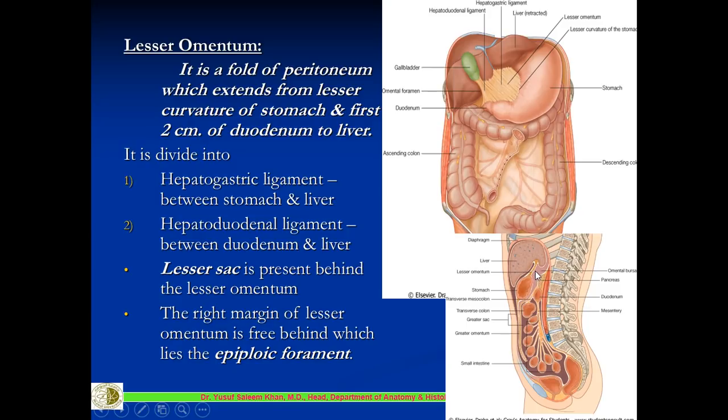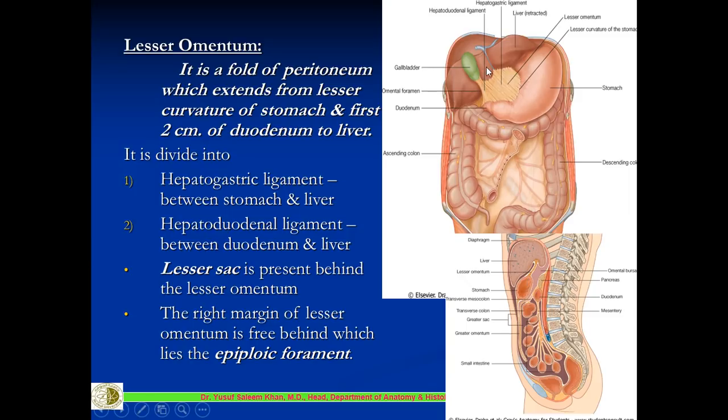Just behind that there is the lesser sac, also called the omental bursa. Why it is called so, we'll discuss that. This is called the lesser sac. A sac is a cavity, and the lesser omentum is nothing but a thin membrane of the peritoneum. It has two layers, the first and second layer. So this is about the lesser omentum.